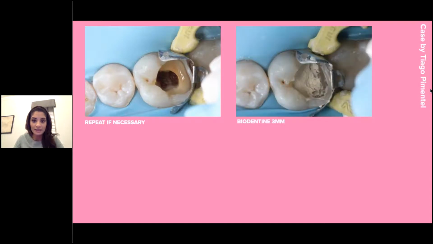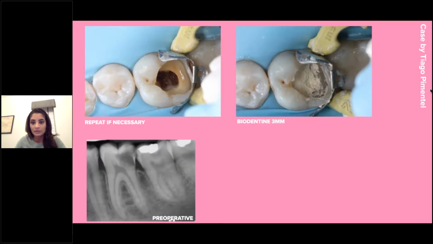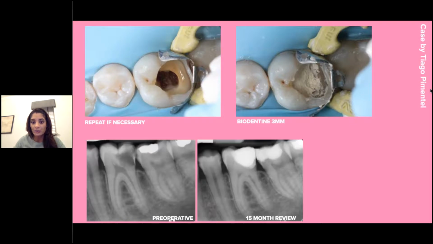So once that's been done, they put a 3 mm thick layer of Biodentine over the pulp, and then restore the tooth with a resin-modified GIC on top of that and a composite restoration. And you can see here, this was the preoperative radiograph. This is a 15-month review. Again, you can see the Biodentine has been placed here. It's not very radio opaque, but you can see that it's been placed in this area here.